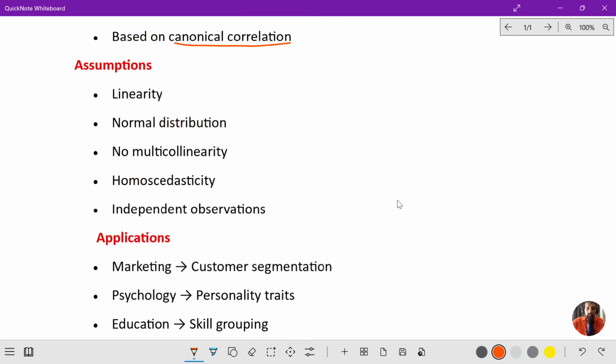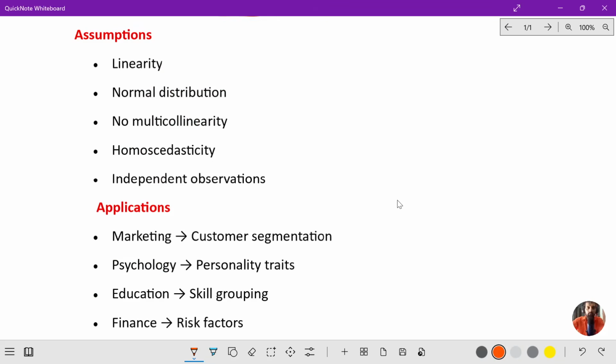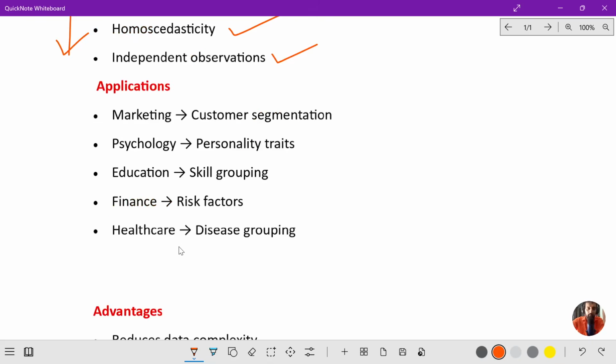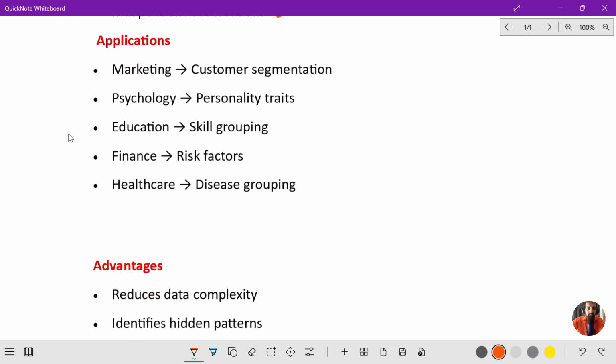Now, what are the assumptions related to factor analysis? First is linearity, second is normal distribution, third is no multicollinearity, fourth is homoscedasticity, and next is independent observations. These are the assumptions. And what are the applications of factor analysis? Marketing, psychology, education, finance, healthcare. These are major applications of factor analysis.